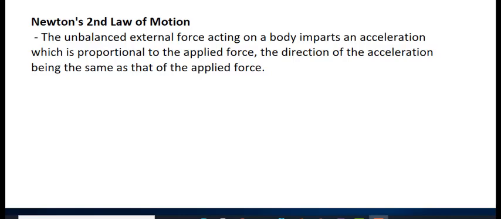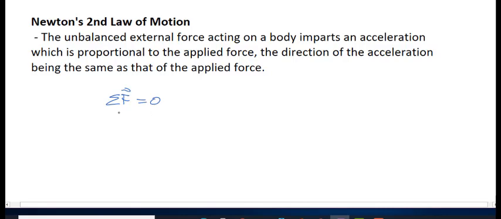Because as we have discussed in our first law, if all the external forces in symbol, the summation of all the forces acting on the body is equal to zero, meaning they balance each other, then the state of the body, the motion of the body being at rest or in constant motion, is preserved, meaning there is no change. But what if there is an unbalanced force?